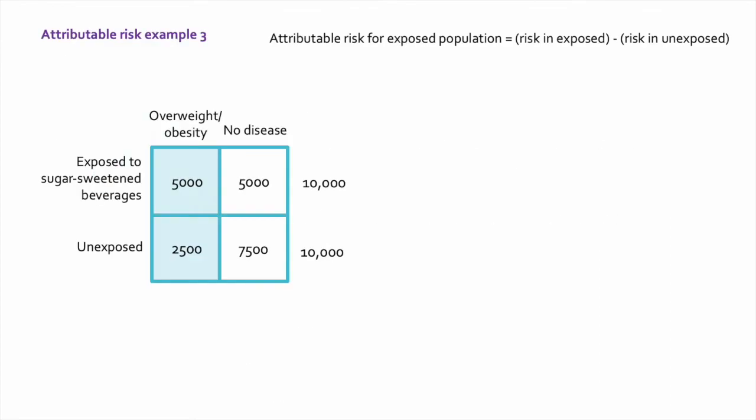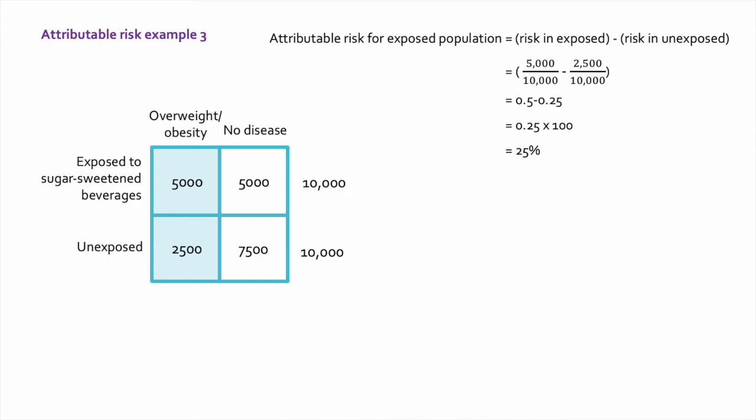Let's revisit the example of sugar sweetened beverages and the risk of overweight and obesity. For attributable risk, we divide the 5,000 people who drink sugar sweetened beverages and are overweight or obese by the 10,000 people with the exposure and subtract the 2,500 people who are overweight or obese without exposure to sugar sweetened beverages out of the 10,000 people without the exposure, which gives us an attributable risk of 25%. On an additive scale, being exposed to sugar sweetened beverages increases your risk of being overweight or obese by 25%.